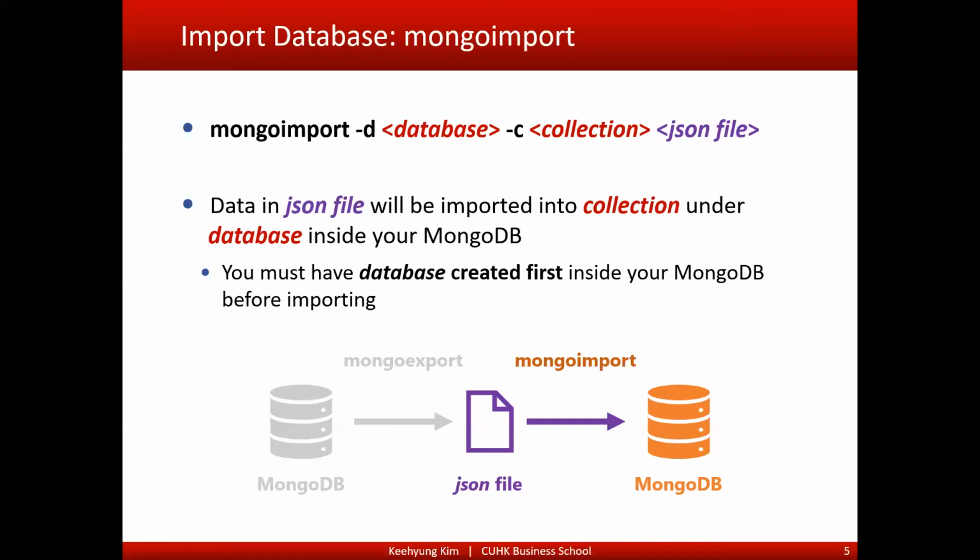For mongoimport, you use mongoimport -d and specify the database you want to import your file into, and specify -c with the collection name which you want to create, and then you specify the JSON file. If you do that, the data in the JSON file will be imported into the collection you specify, under the database you specify in your MongoDB.